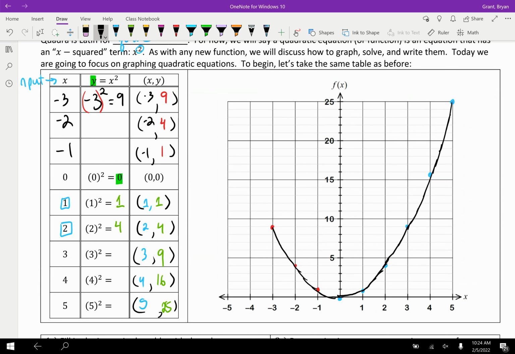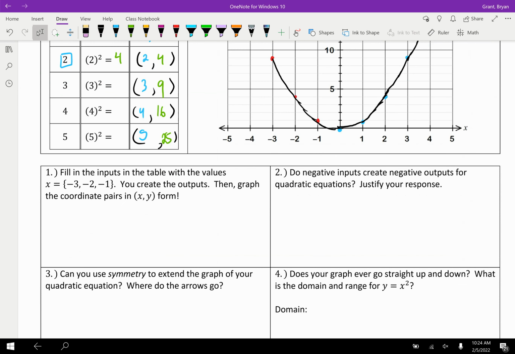Now that's kind of a weird looking graph. I mean, it looks incomplete, I feel like. So we should probably answer these questions to finish off the graph. So we already tackled 1, did that in the table. Do negative inputs create negative outputs for these quadratics? Well, the answer is, I'm going to say not always. In this case, it's definitely no.